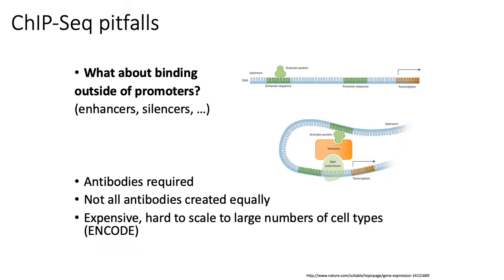Some of the pitfalls of using ChIP-seq to characterize regulatory interaction networks are, of course, number one, one of the biggest problems is that if you actually look at any real ChIP-seq data, for most transcription factors, a lot of their binding happens outside of the promoter region. And so that begs the question, well, sure, you can use ChIP-seq to find the binding site of a transcription factor, but that doesn't necessarily tell you what gene it regulates.